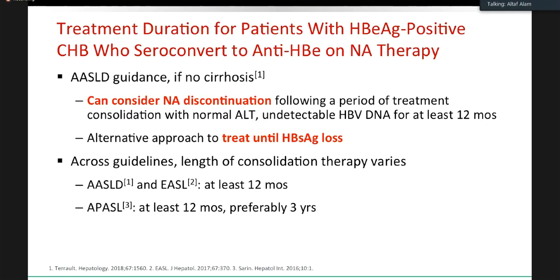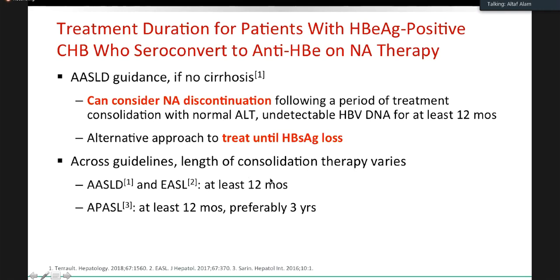What to do in E antigen positive patients? Those who seroconvert to anti-HBe on NA therapy. If there is no cirrhosis, consider discontinuation after what we call a consolidation phase of at least 12 months. But we all know that the longer, the better. And I'll show you some evidence for that. Alternative approach is to treat until surface antigen loss, which is achieved in E antigen positive patients, but to a very minimal degree. Across the guidelines, length of consolidation therapy varies.